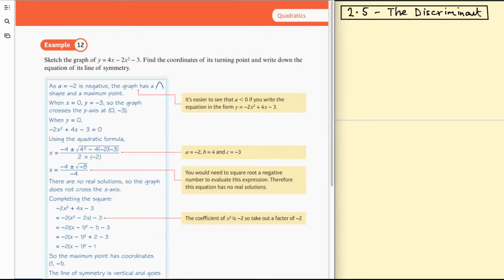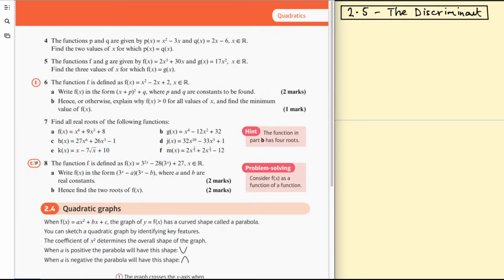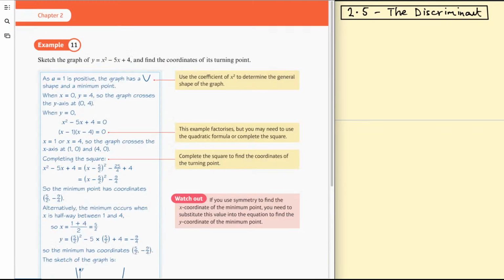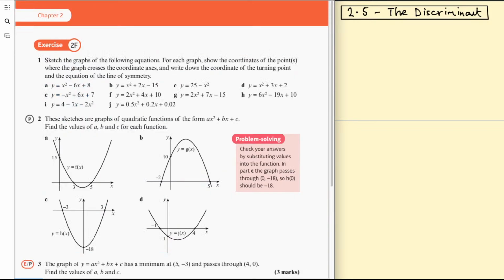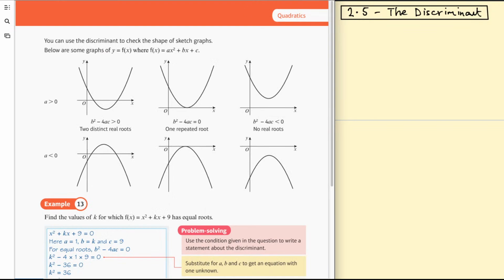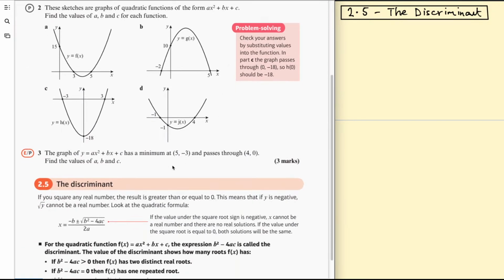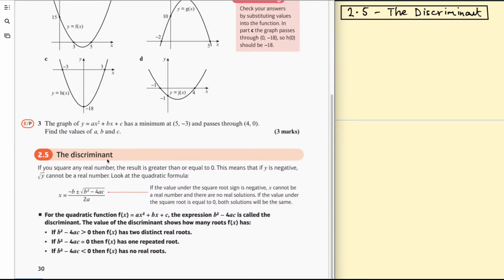Okay, so I was having a quick look through before we get into this. That's what we covered already, quadratic graphs. And we are on to the discriminant. The discriminant is something that you will have used already. It's part of the quadratic formula. However, it's not something we really talk about in detail in GCSEs.